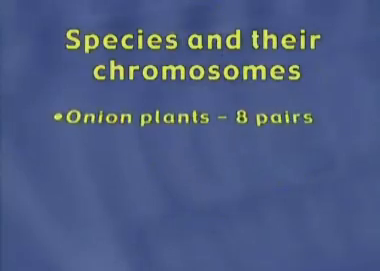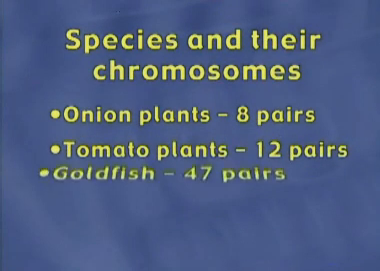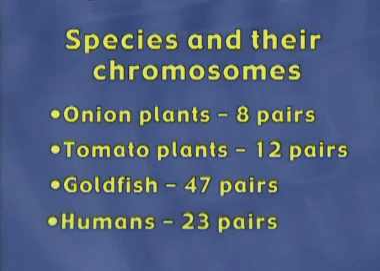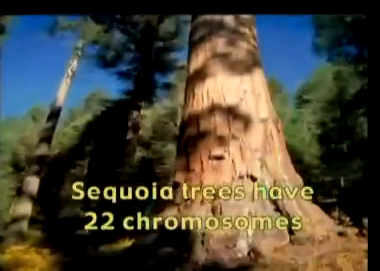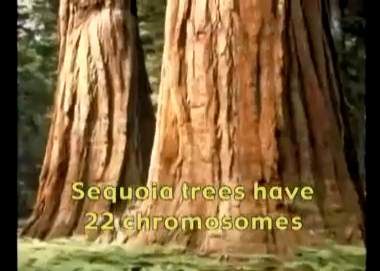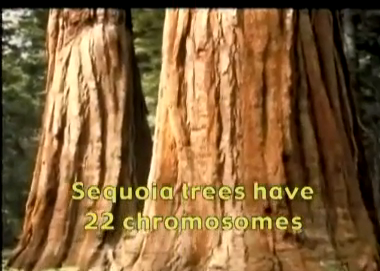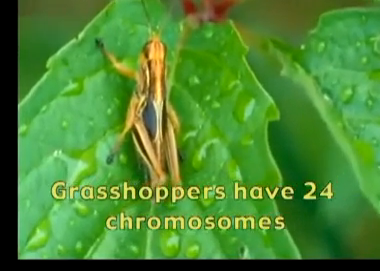Every organism has a certain number of chromosome pairs in their cells. For example, onion plants have 8 pairs of chromosomes, tomato plants have 12 pairs, goldfish have 47 pairs, and humans have 23 pairs of chromosomes. The chromosome number of an organism isn't related to its size or composition. Let's take a look. A giant sequoia tree can grow to a height of about 250 feet, and it has 22 chromosomes. Grasshoppers are about 2 inches long and have 24 chromosomes.